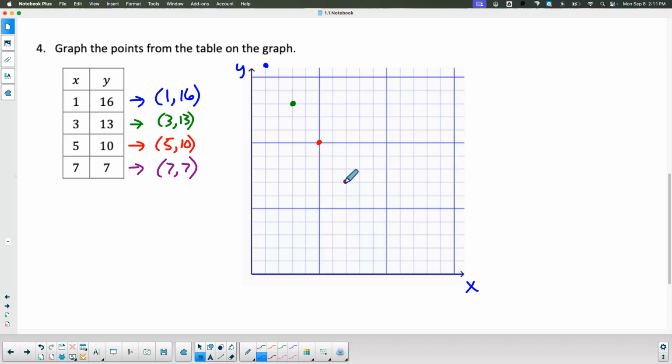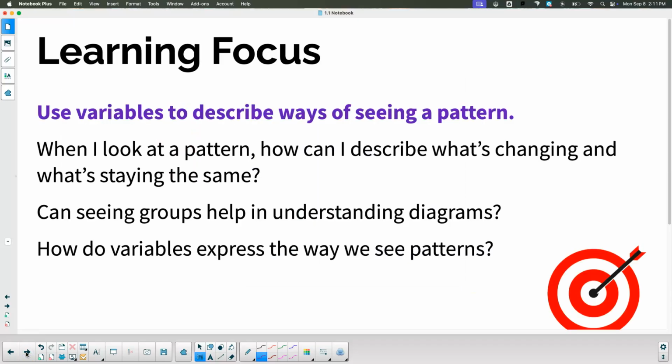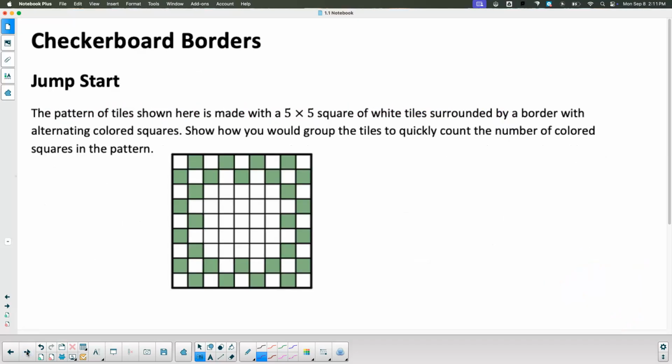Okay? We're going to jump into the title of today, which is Checkered Board Borders. On page 2 now, you have a diagram that includes a pattern of tiles made around a 5 by 5 square. The 5 by 5 square that the border is made around is right there.